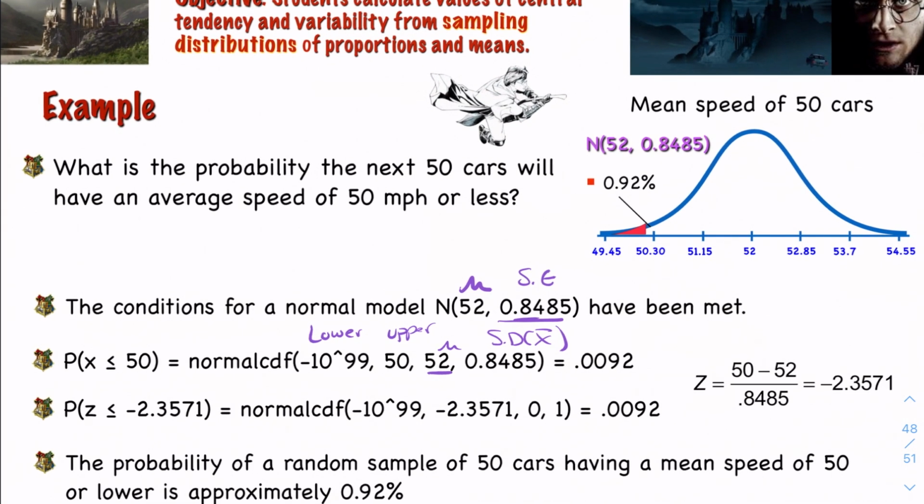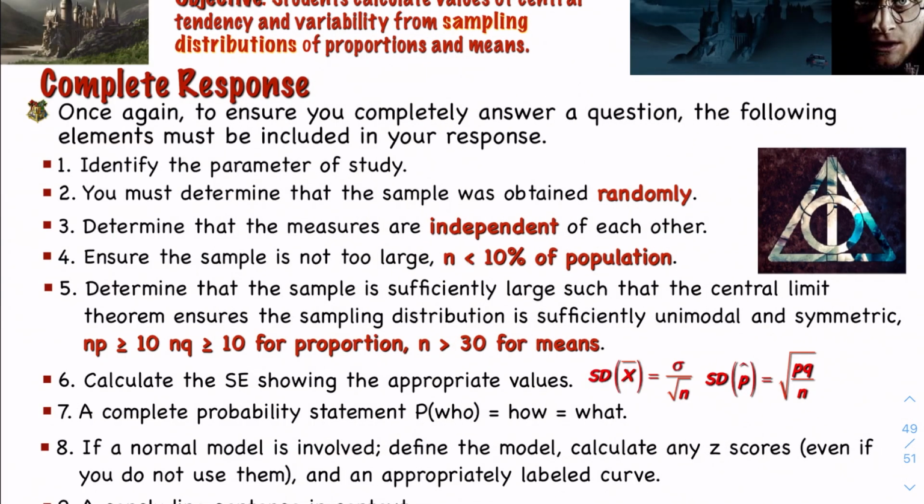You might be thinking, why do I keep doing z-scores? You will be surprised at how simple it is to utilize z-scores when we've got so many different models to worry about. So it's useful to showcase this as well. So the probability of a random sample of 50 cars having a mean speed of 50 miles per hour or lower is approximately 0.92%. It's not a lot.